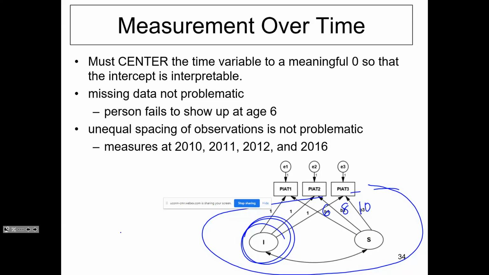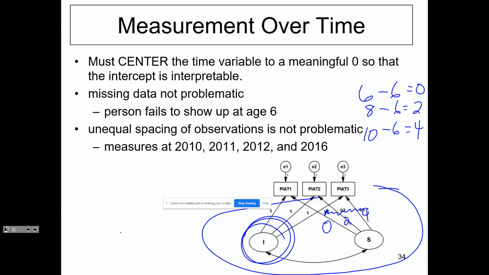But what I could do, even though I've got them at ages 6, 8, and 10, is center by just subtracting 6 off. Then I get 0, 2, and 4, and I could put 0, 2, and 4 here. So now my intercept is going to be the predicted score at age 6.